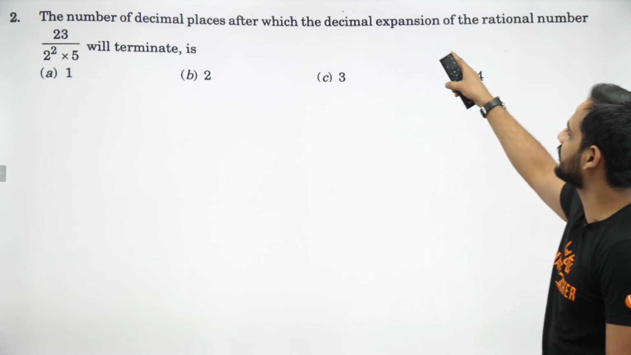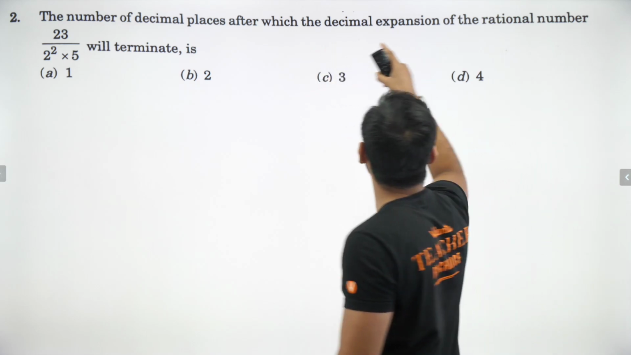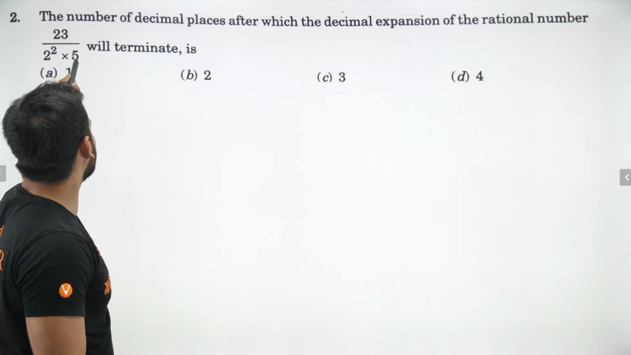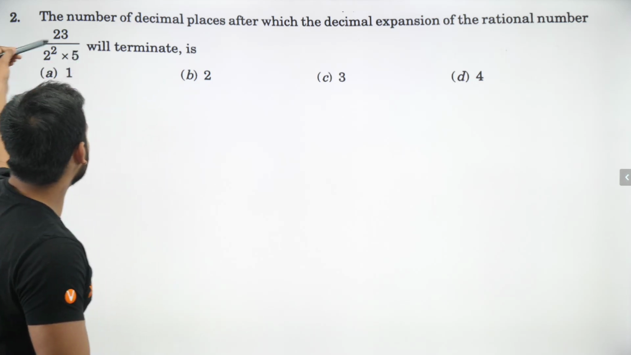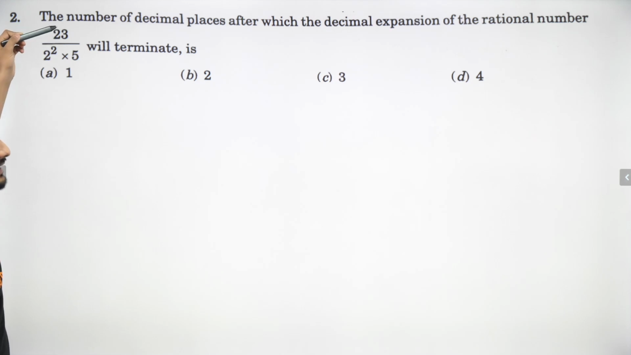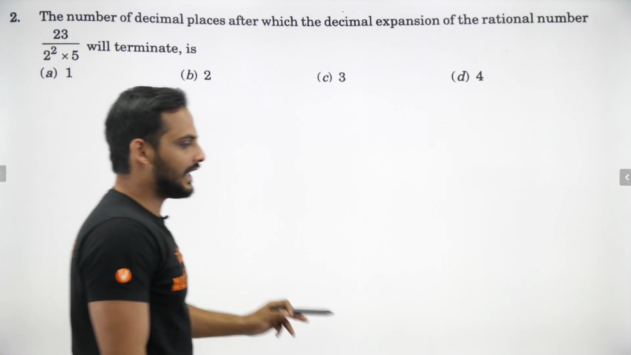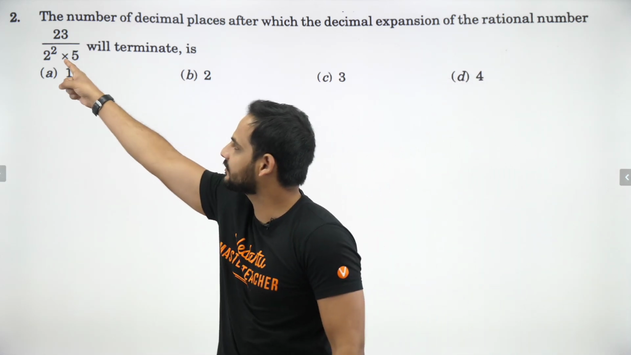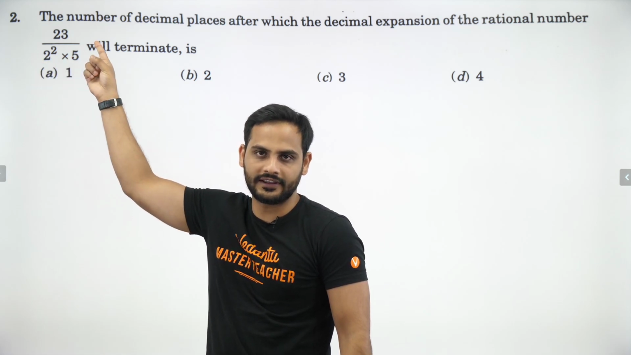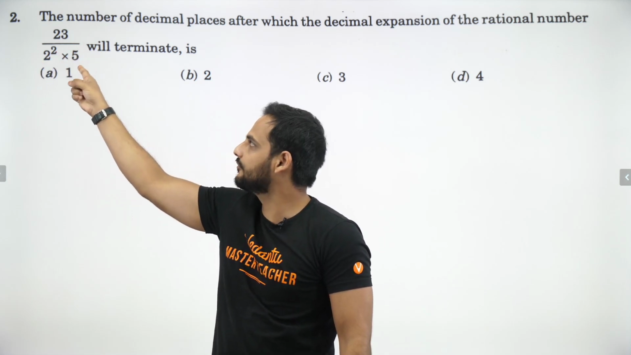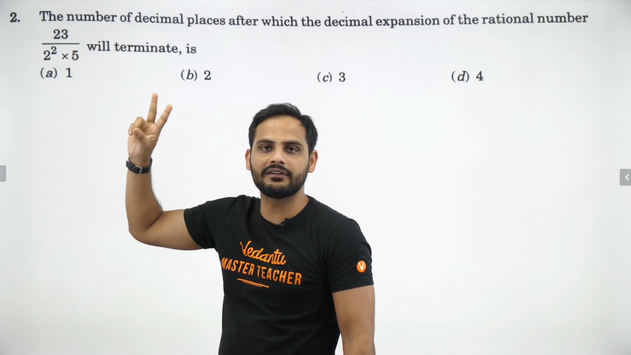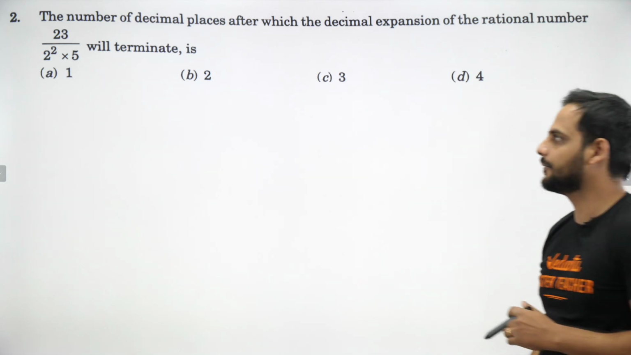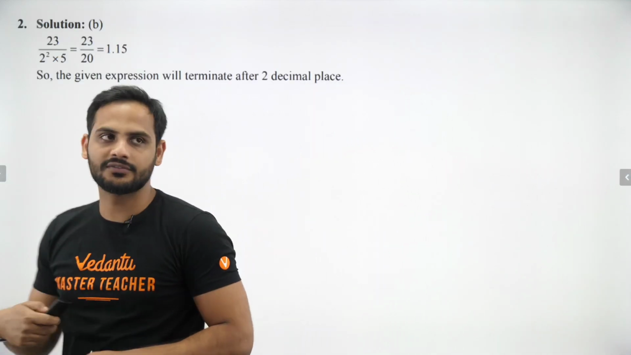Number of decimal places after which the decimal expansion of the rational number terminates. So first thing, the terminating decimal should have in the denominator only 2 and 5. After that, you see, is there any cancellation possible? No. 23 is a prime number. There is no cancellation possible. Now, the number of digits after the decimal point is the highest power, either of 2 or of 5. So power of 2 here is 2. Power of 5 is 1. So out of these two, the larger power is what? 2. So 2 terminating digits will be there in this part. Okay, so 2 is your answer. Let's move to the next question.